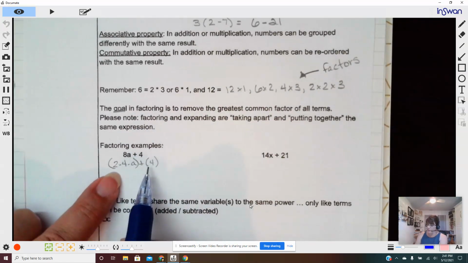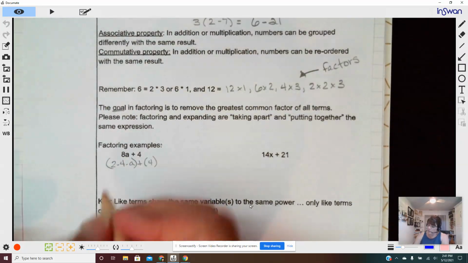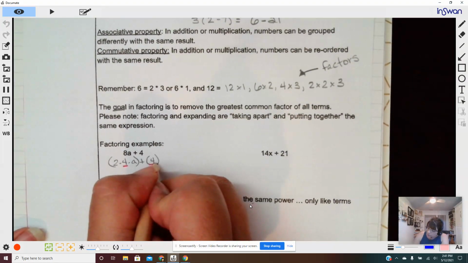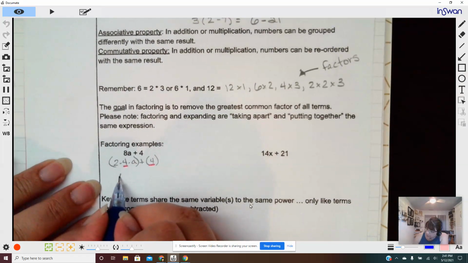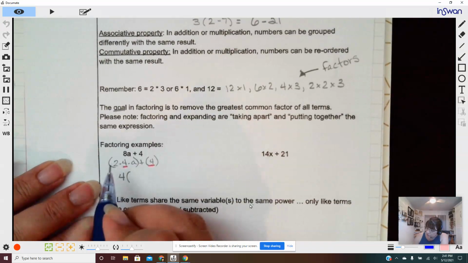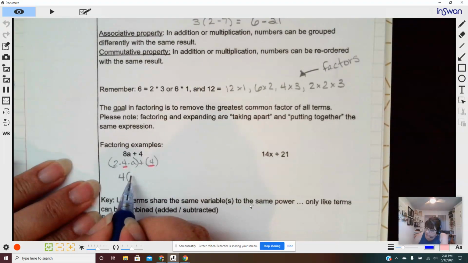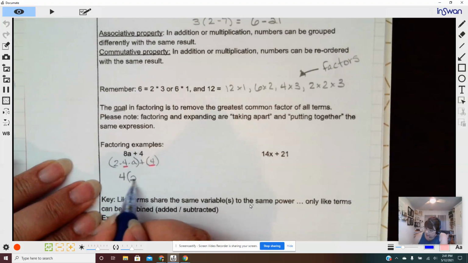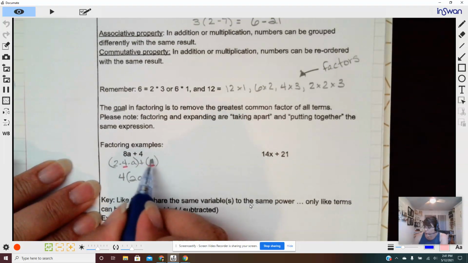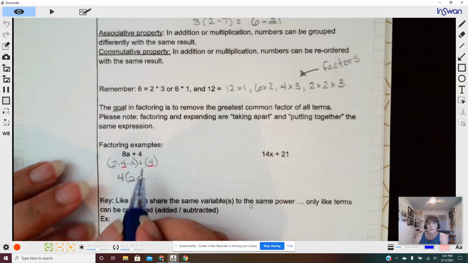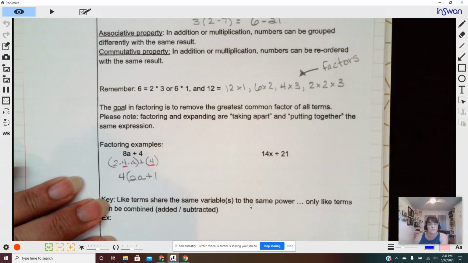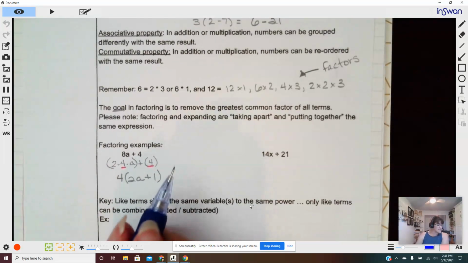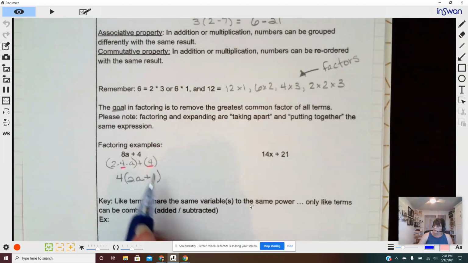Oh, does that mean that there's a 4 in each of these terms? There sure is. So I can remove that. I can factor it out. It goes out here, and what we're left with is 2a. And since we took away that 4, 4 times what equals 4? Just a 1. Okay, so that is an example of factoring.